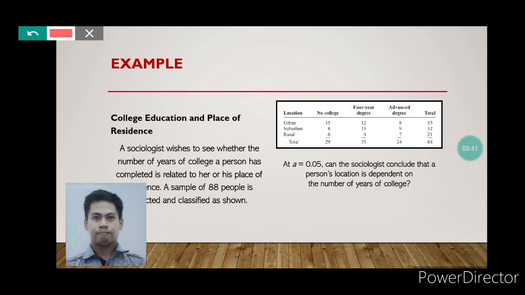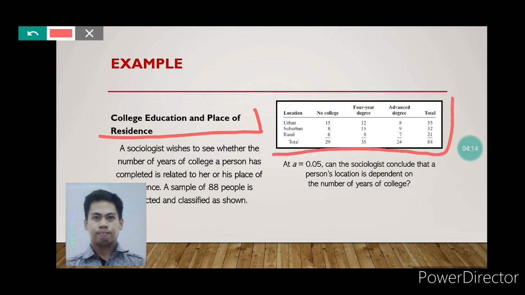And to further understand, here is an example. College of Education and Place of Residence. A sociologist wishes to see whether the number of years of college a person has completed is related to her or his place of residence. A sample of 88 people is selected and classified as shown. And here is now the given table of contingency.